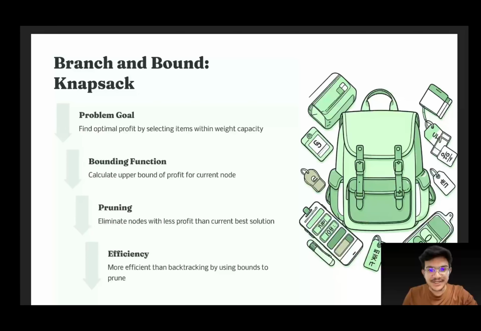Branch and bound Snapchat. In branch and bound Snapchat, we aim to find the maximum profit within the weight constraint. We calculate a bound for each node, which tells the maximum possible profit. If the bound is less than the current best solution, that node is ignored. This process is called pruning, or we can say eliminating. Because of pruning, branch and bound is more efficient than backtracking in optimization problems.